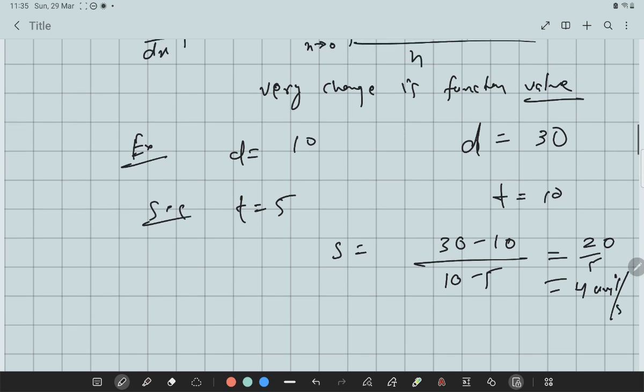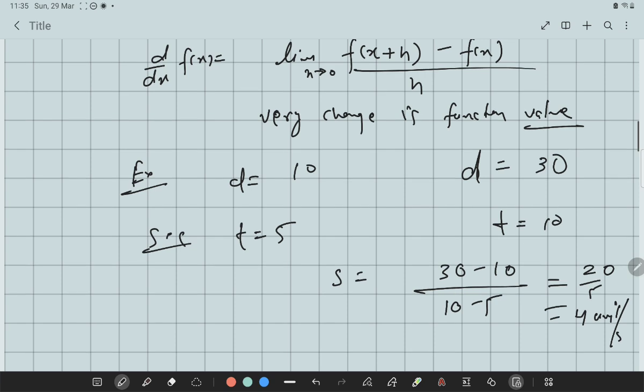This is the same concept we are going to use, but the difference is that here, instead of the difference between 10 and 30, we take a very small difference. That is what h means here: h is very small. Just keep that in mind. We take a very small difference in the function and want to check where that value is leading, what the actual rate of change of that function is.